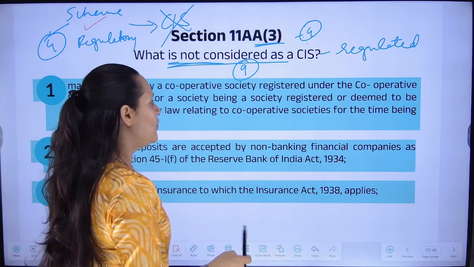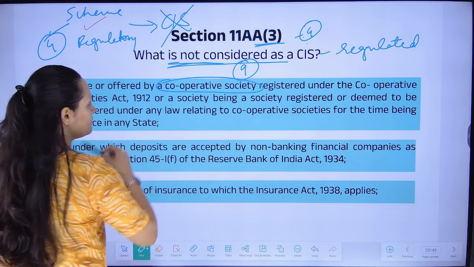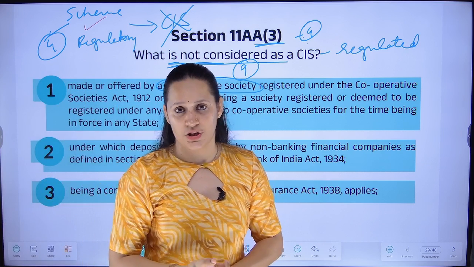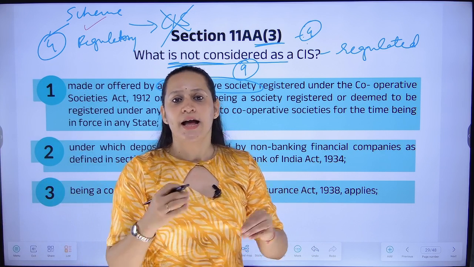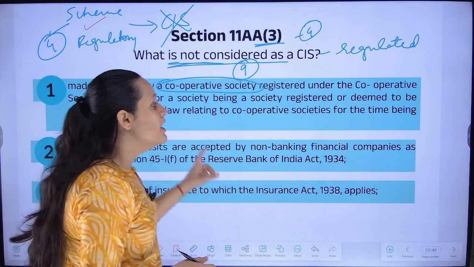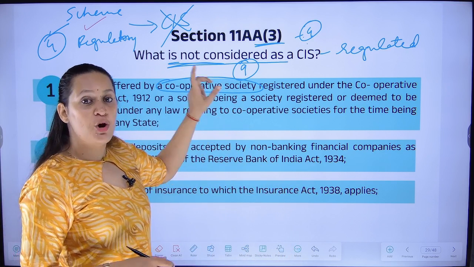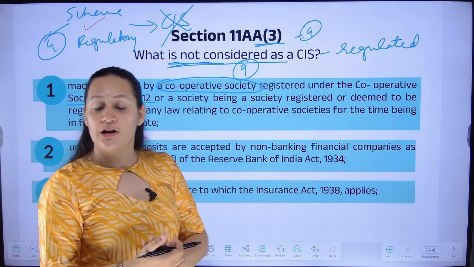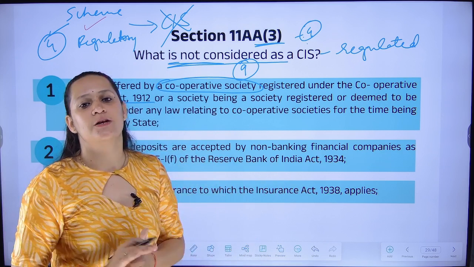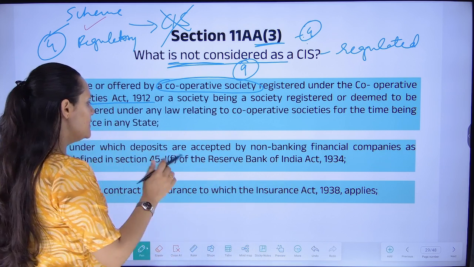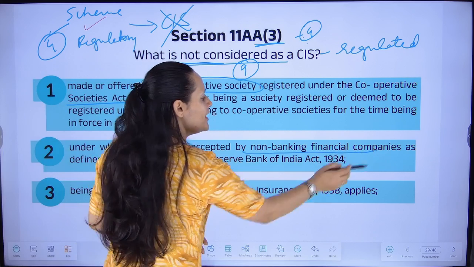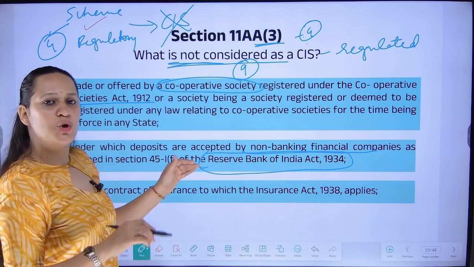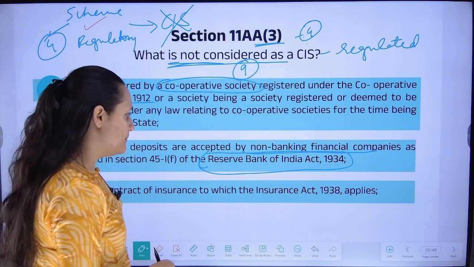The first one is a cooperative society. In cooperative society also we receive membership fees from the public at large. Whoever wants to become the member of that society, they have to pay the membership fees, right? So if you are a cooperative society, you are registered under the Cooperative Societies Act of 1912 or any society registered under the Societies Act, then you are not going to be called as a collective investment scheme. Second one, if you are a non-banking financial company and you are registered and regulated by the Reserve Bank of India, you will not be called as a collective investment scheme.